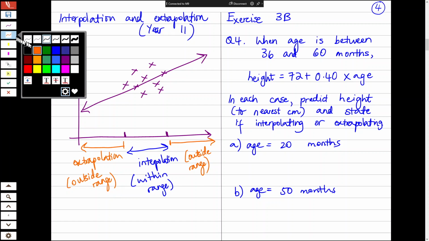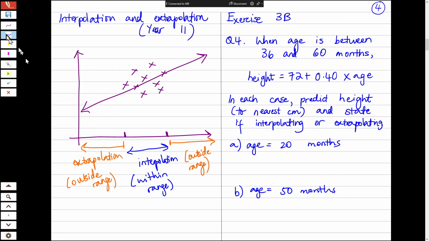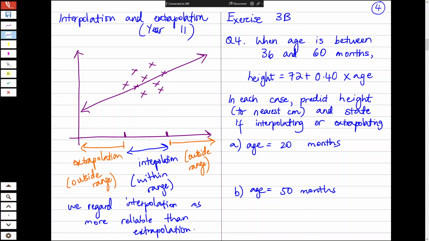So we generally regard, I'll write this down, we regard interpolation as more reliable than extrapolation for the reasons that Kai mentioned just now. As soon as you go outside the data range, you don't have the data anymore to support your claim, and things can change. Economic forecasting is all about predicting the future, right? That's extrapolation. You don't have the data from the future yet.